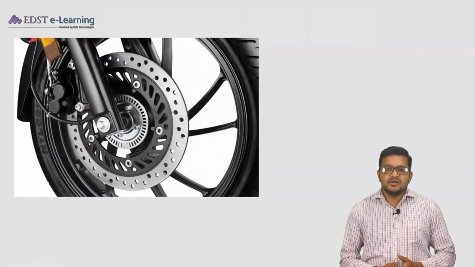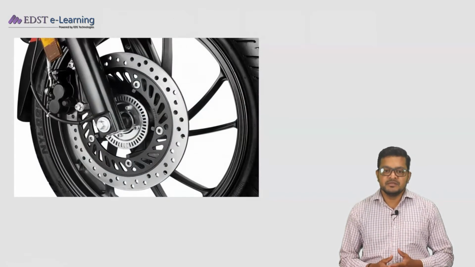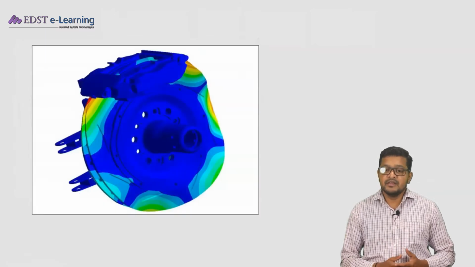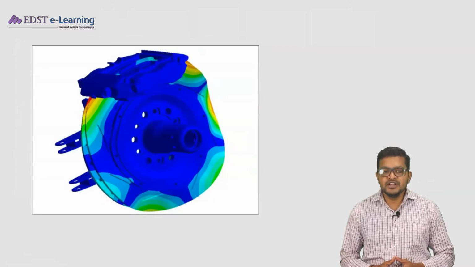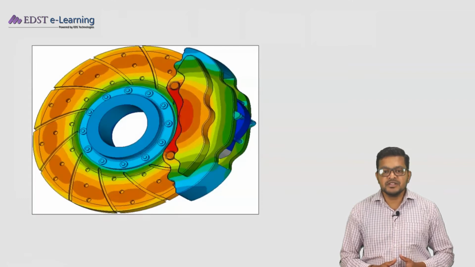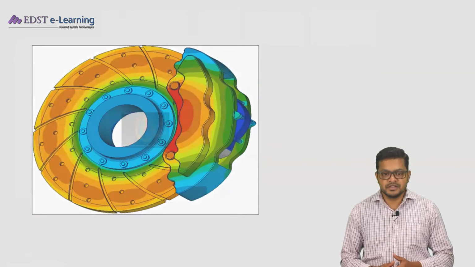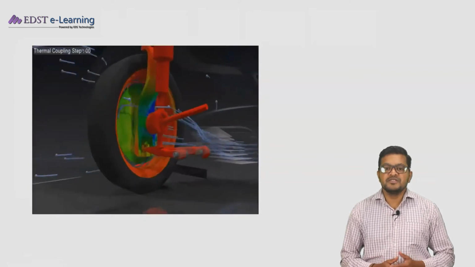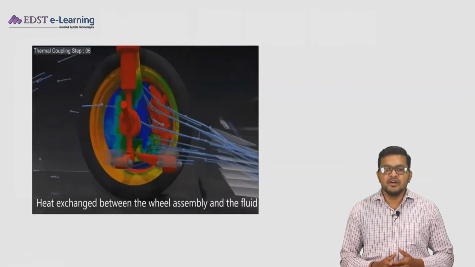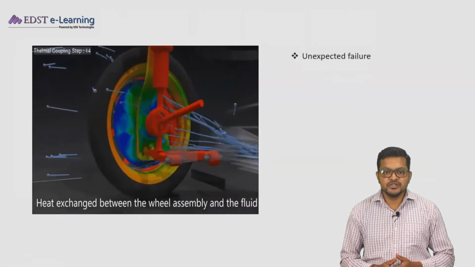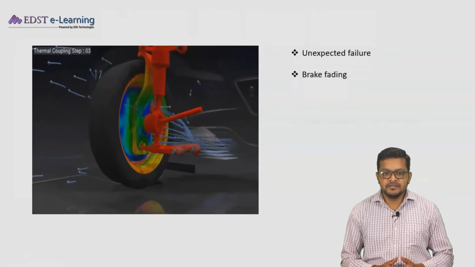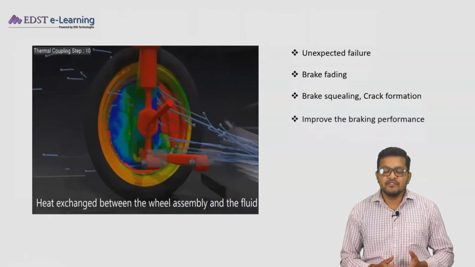You all might enjoy riding two-wheelers, and two-wheelers nowadays are equipped with disc brakes. For the disc brake, the important aspect for an efficient braking system is the structural and thermal properties of the disc. A stress engineer performs the structural and thermal analysis of the disc to avoid issues like unexpected failure, brake fading, brake squealing, crack formation, and to improve the braking performance.